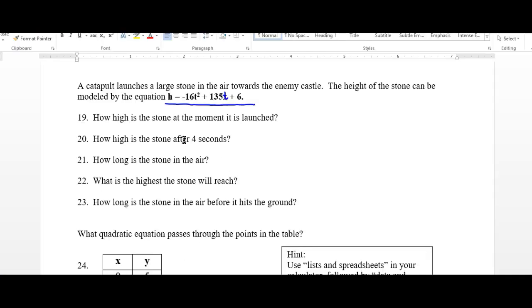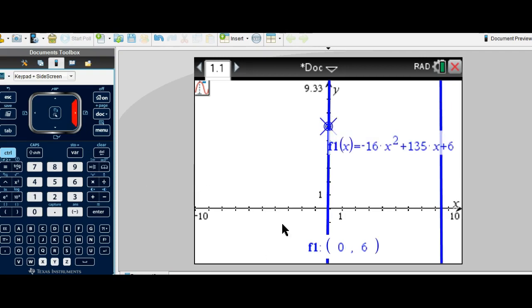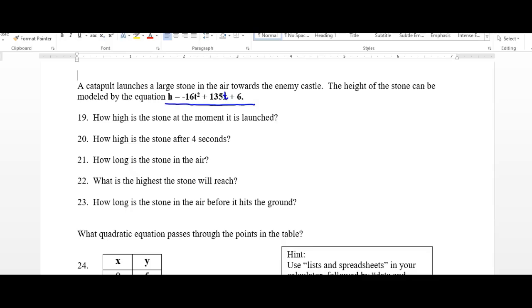So, how high is the stone the moment it is launched? That's its starting point. So at 0 seconds, the stone is 6 feet in the air. So, 6 feet.